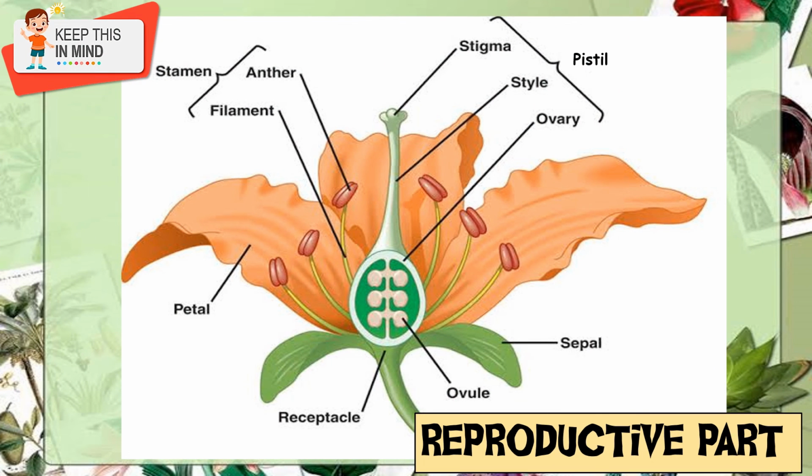The reproductive part of a flower consists of stamen, anther, filament, pistil, stigma, style, and ovary. Stamen is the male reproductive organ. It consists of two parts, namely anther and filaments. On the other hand, pistil is the innermost part and the female reproductive organ of a flower, which includes three parts: stigma, style, and ovary.